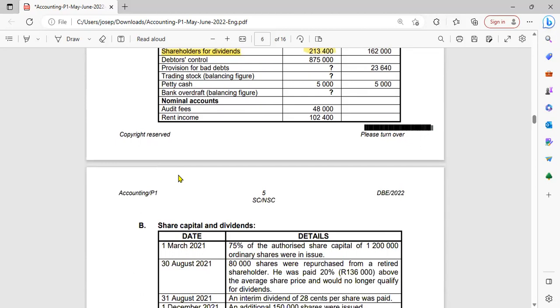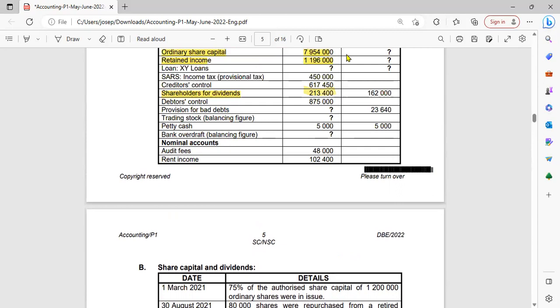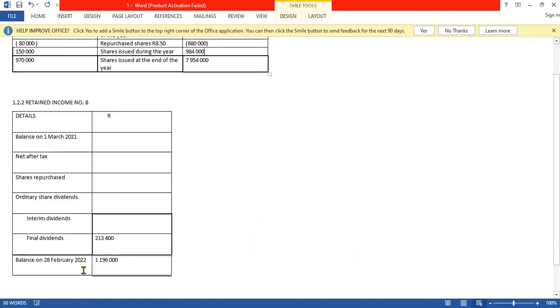So we are going to take a look into the information. Okay, let me share my answer sheet and show you what we have and what we don't have. So here, as you saw in the question paper, we have 1,186,000 as our balance at the end of the year. We have 213,400 as shareholders for dividends. As I said, just take it as your final dividends, right? So we are supposed to calculate interim dividends. Interim dividends plus final dividends will give you ordinary share dividends.